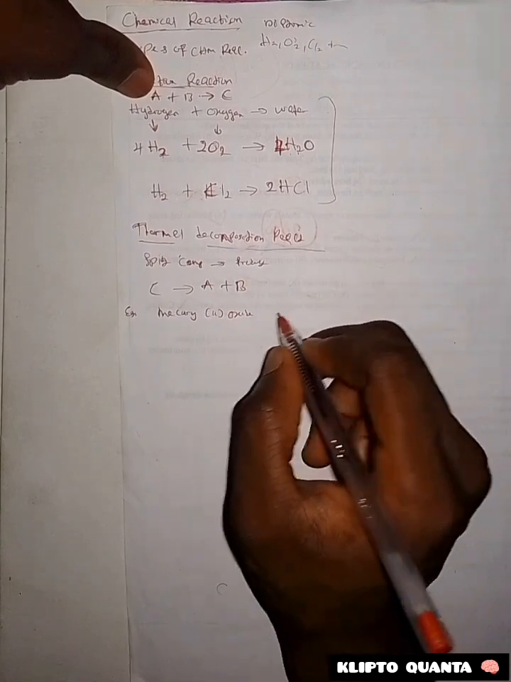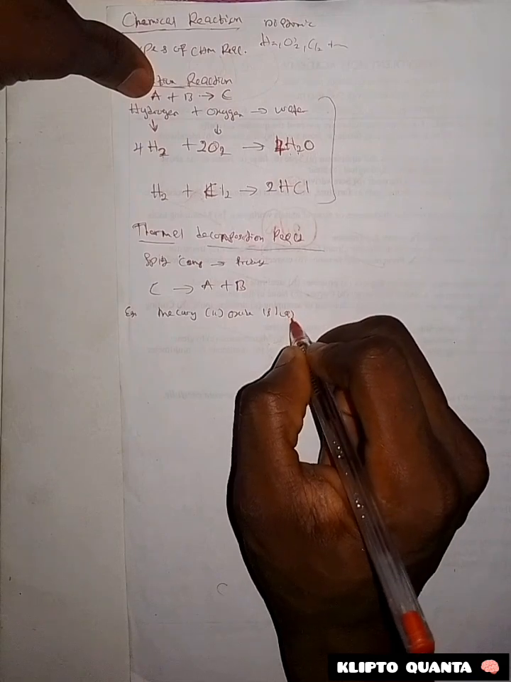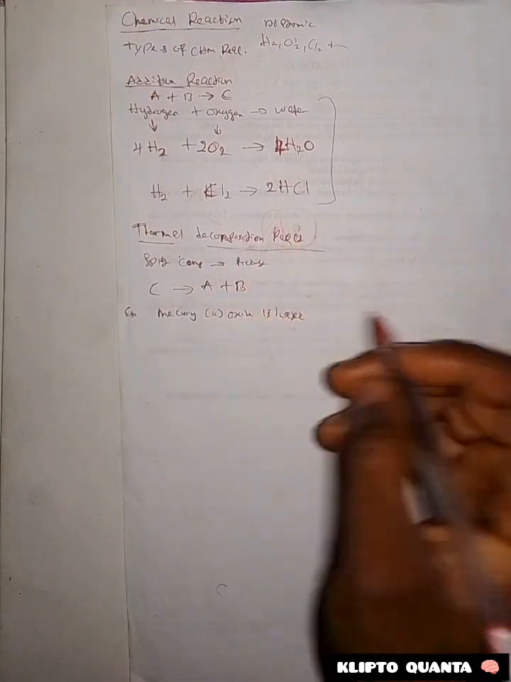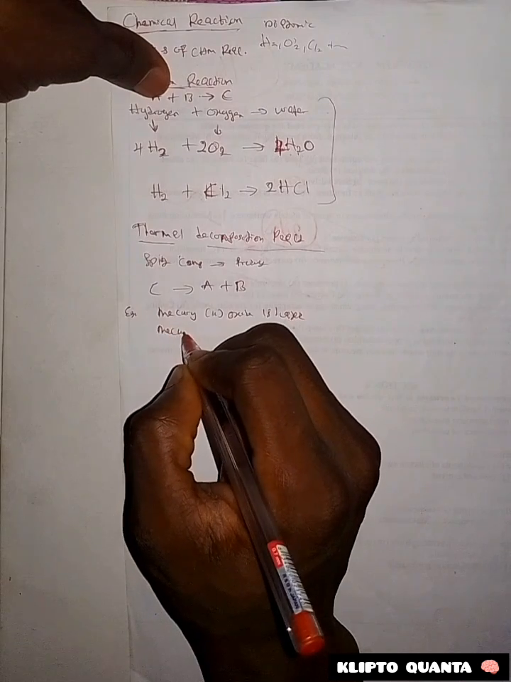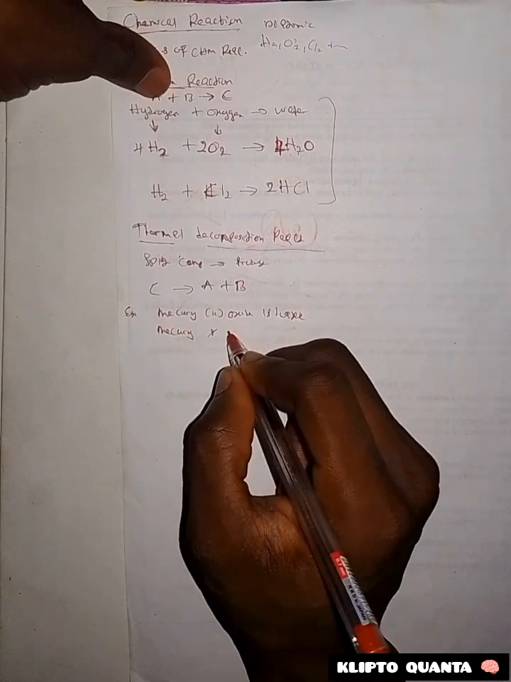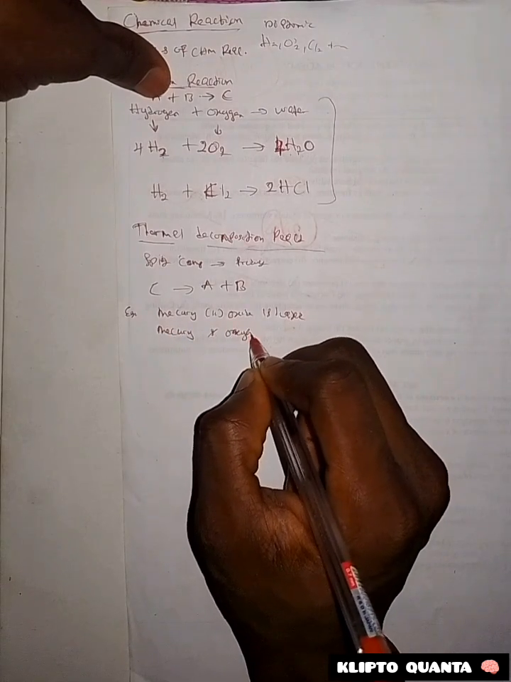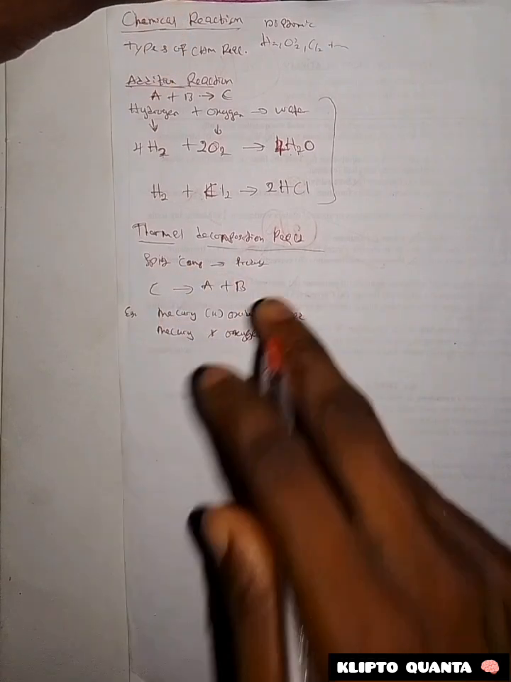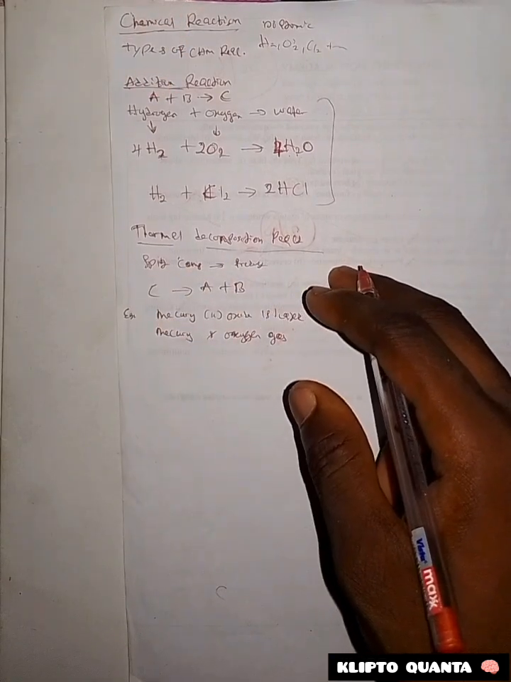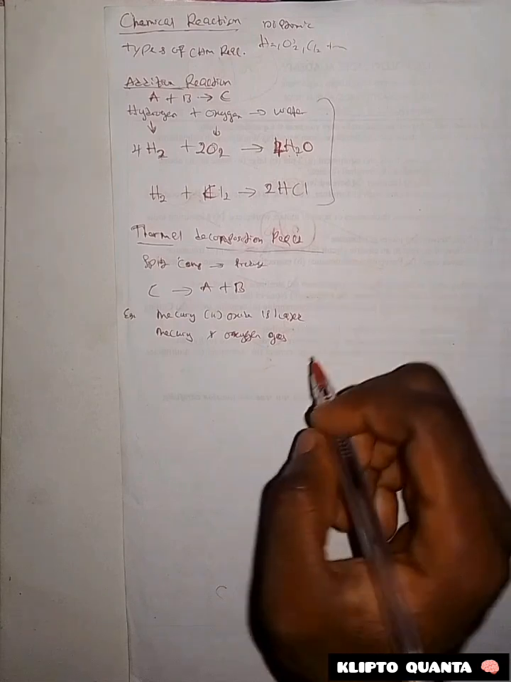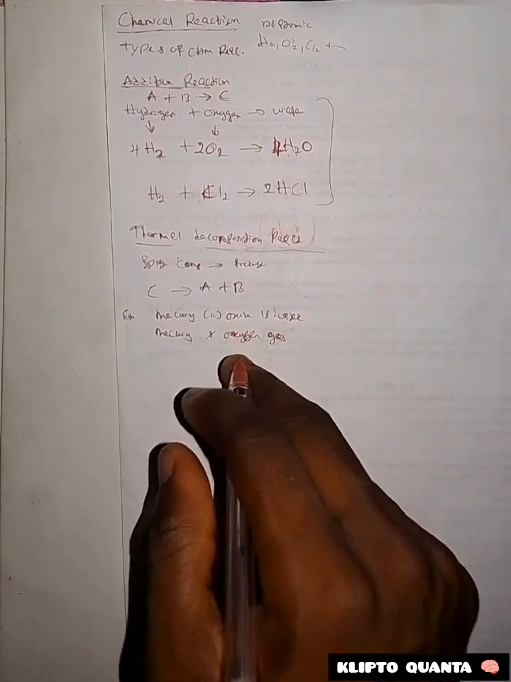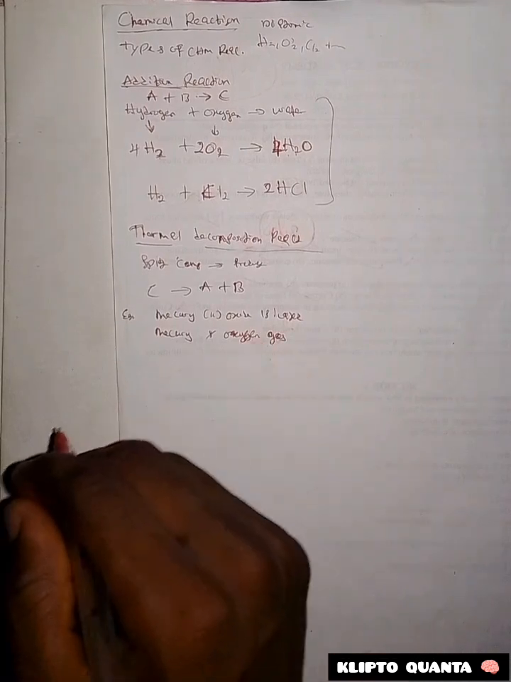Mercury 2 oxide, when heated, are you with me? Then it gives us ordinary mercury and oxygen gas. There's also one thing about thermal decomposition: one of the products must always be a gas. So even though they didn't write it here, you should know that the oxygen given off will be in the form of gas.